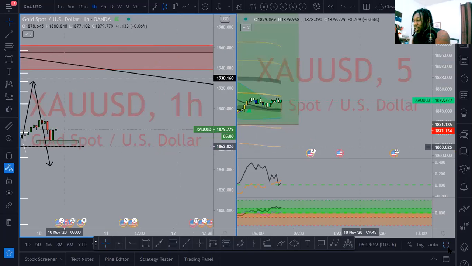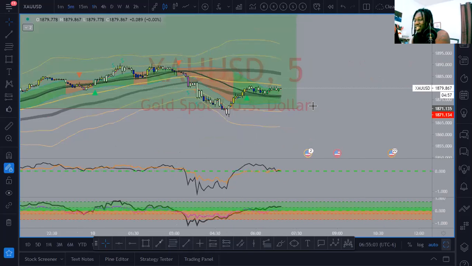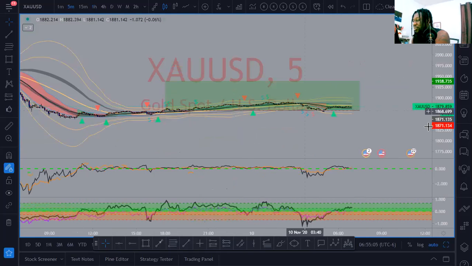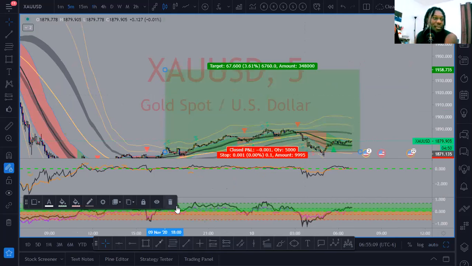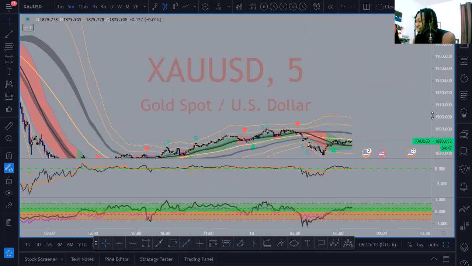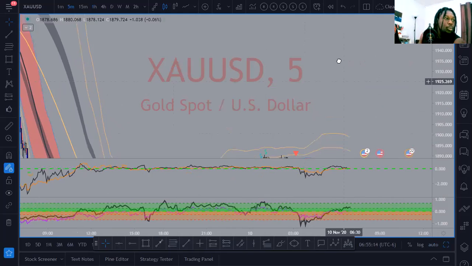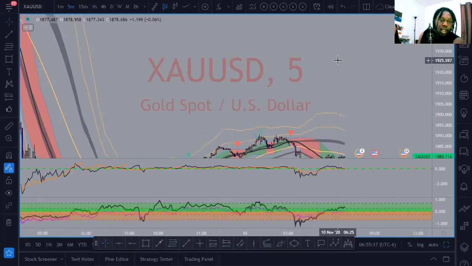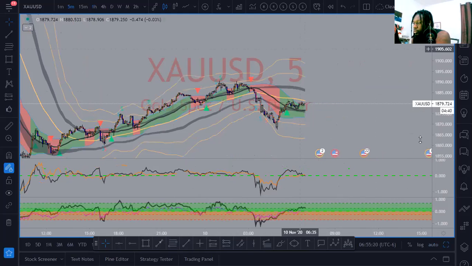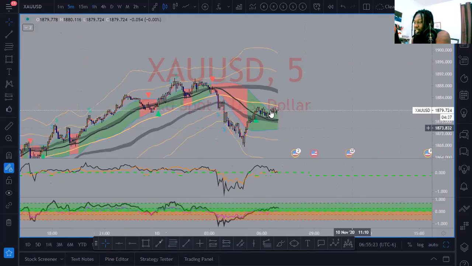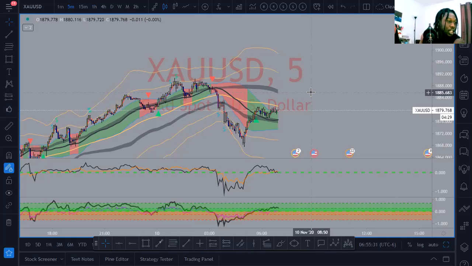5 minutes calling for the buy again. I don't really know how I feel about these 5 minute buys. Let me see. I'm gonna go ahead and play this out, but I'm gonna literally get out if gold tells me to get out on the 15 minute. So that's 1, 2, 3, 4, 5 trades I've called so far. This is gonna be the 6th one.